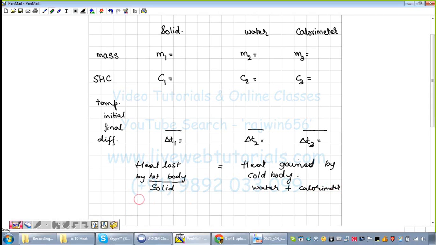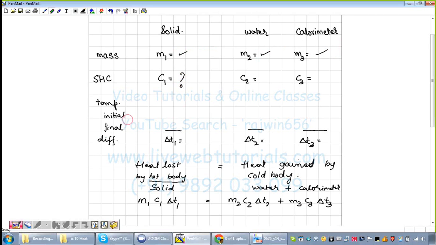Correct? So the heat lost by hot body will be given by the formula Q is equal to MC delta T. So that is going to be M1 C1 delta T1. Now for water, this is going to be M2 C2 delta T2 plus M3 C3 delta T3. Mass of solid we can find. Mass of water also is known. Mass of calorimeter is known.